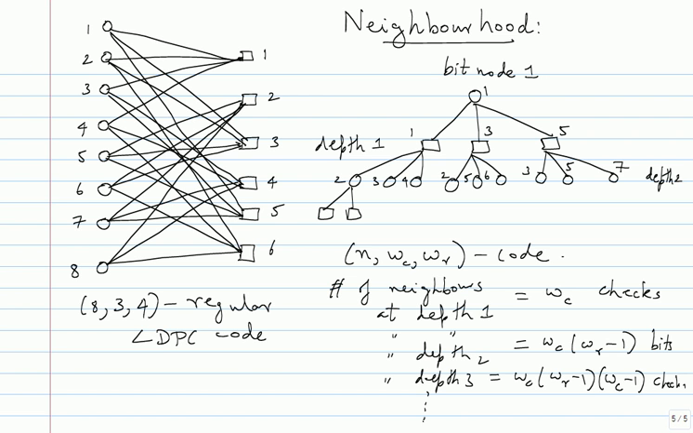And this picture looks exactly the same for every bit node. This structure, this number will be exactly the same, but the actual bits and checks will differ. This neighborhood of each bit will look very similar, this tree-like structure. I mean, not really tree-like, but you know what I mean. The actual bit nodes will change, but the picture will look very similar. That happens for the regular code because of regularity.